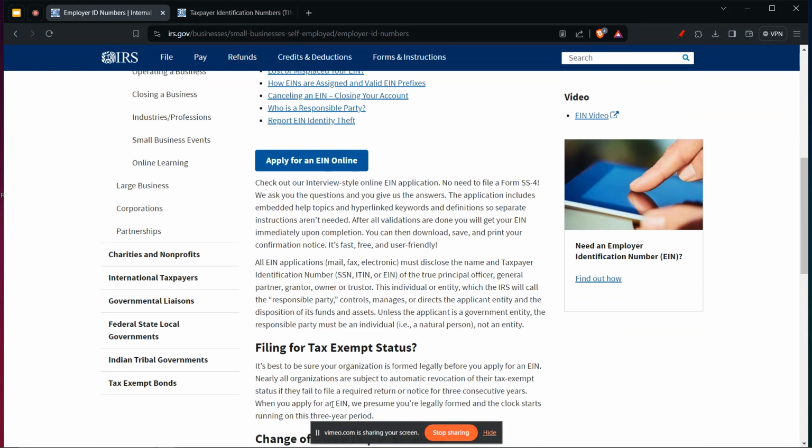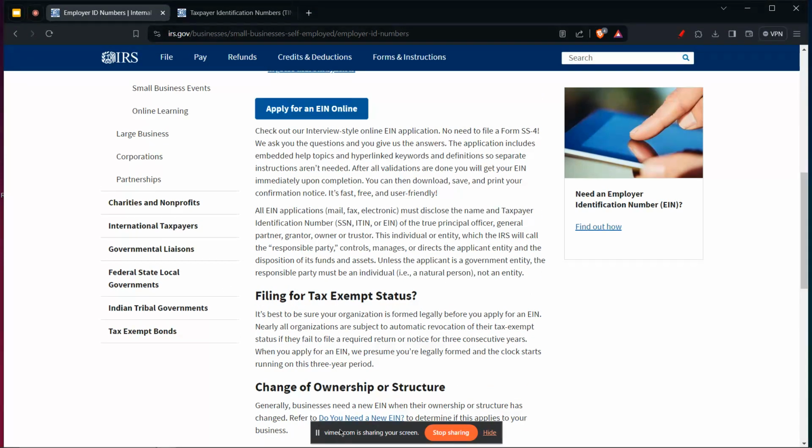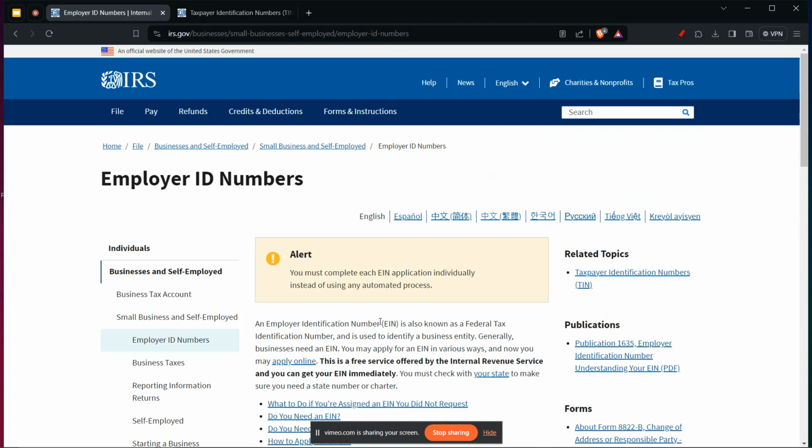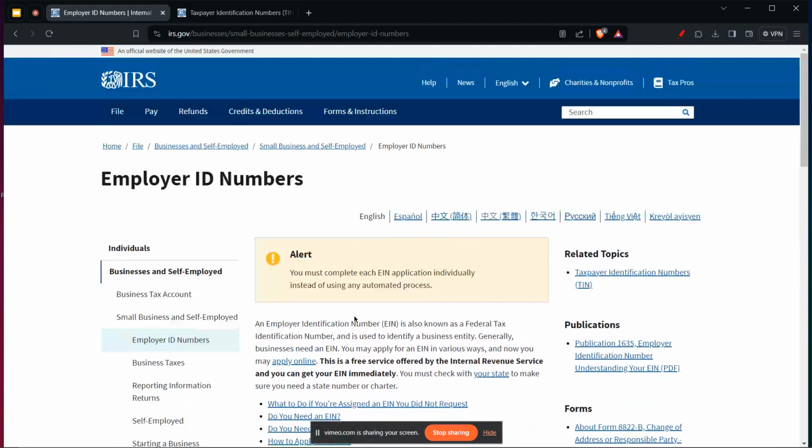Now, the second option is by fax. Now, this requires you to submit completed Form SS4 to the appropriate fax number, and it takes up to 4 business days. The next one is by mail. Mail completed Form SS4 to the IRS address provided in the instructions, and it takes 7 weeks. The next one is by phone, which is not generally recommended as processing can be delayed. So this is the first type.